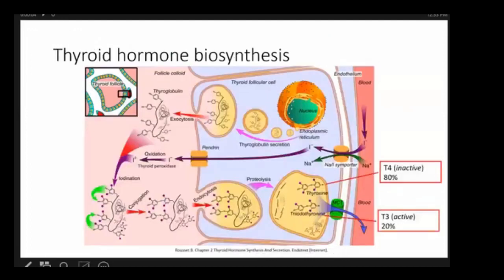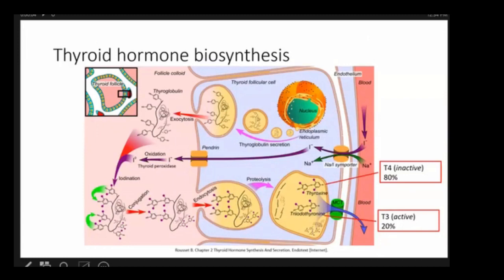So how is thyroid hormone made? It's kind of a complicated slide, but just to break it down a little bit, thyroglobulin is produced by the thyroid follicular cell. It's made in the endoplasmic reticulum and is secreted into the colloid of the thyroid gland. Also, on the surface of the follicular cell, there is a sodium iodine symporter that pumps iodide actively into the cell. The iodide enters the lumen of the cell.